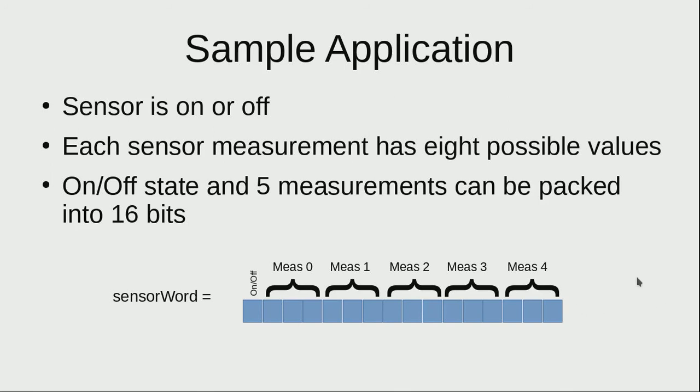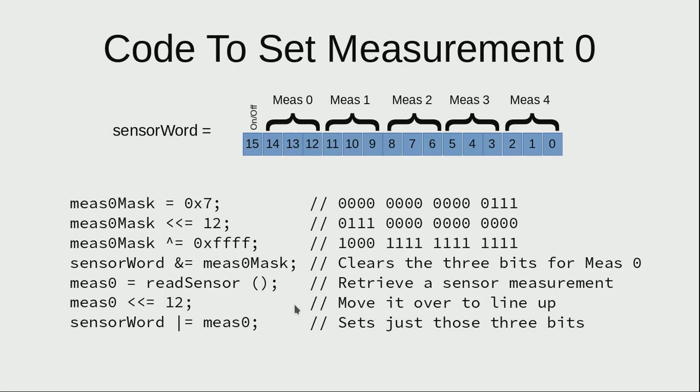Okay, so I'm going to show you 2 examples. What if you want to set the value into measurement 0? You don't want to disturb any of these other bits, right? If you've already recorded whether the thing's on or off, and I guess if you're going in order, you wouldn't have already recorded measurements 1 through 4, but you don't want to change any of these other values. You just want to change those 3 bits. How are you going to do that? Well, this is where exclusive OR and shifts come in.